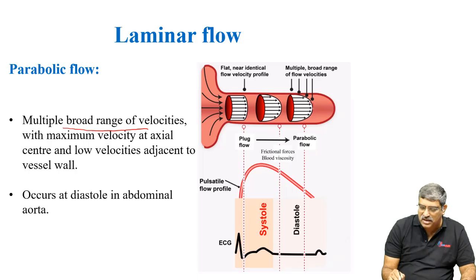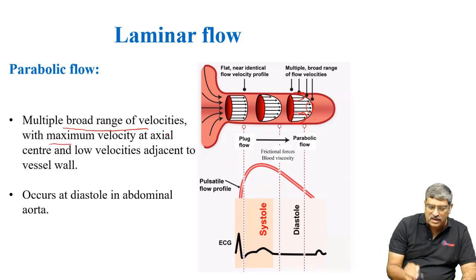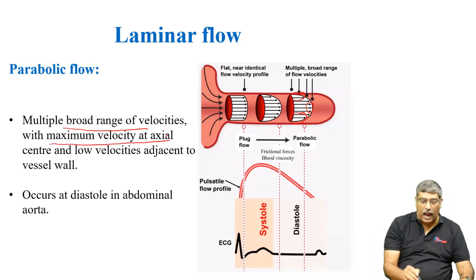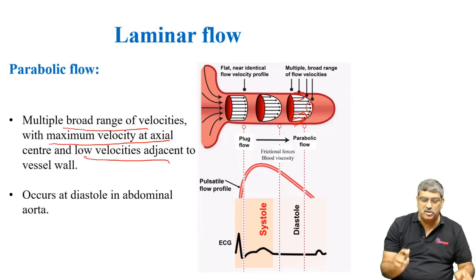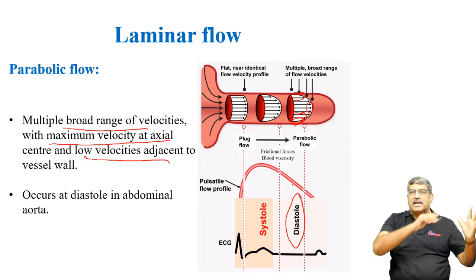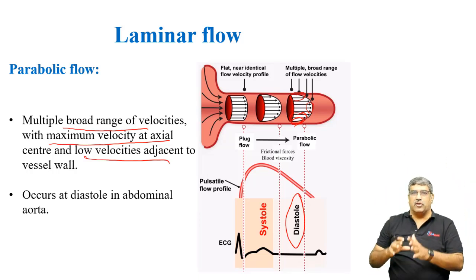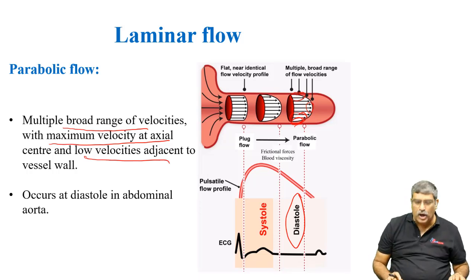And coming to parabolic flow, here there is a broad range of velocity. Here you can see the center being high and the side being slightly low. So maximum velocity at the axial center and low velocity adjacent to the vessel wall. It occurs in diastole as the blood moves from the ascending aorta to the descending aorta in the abdominal aorta.